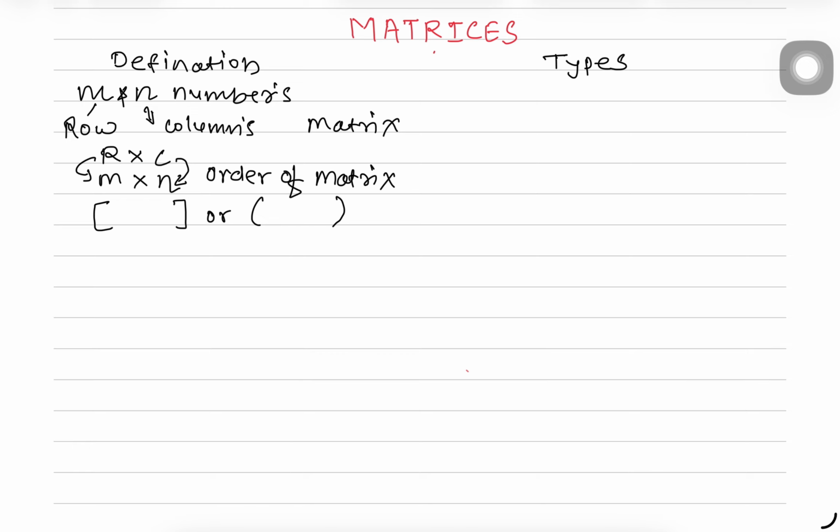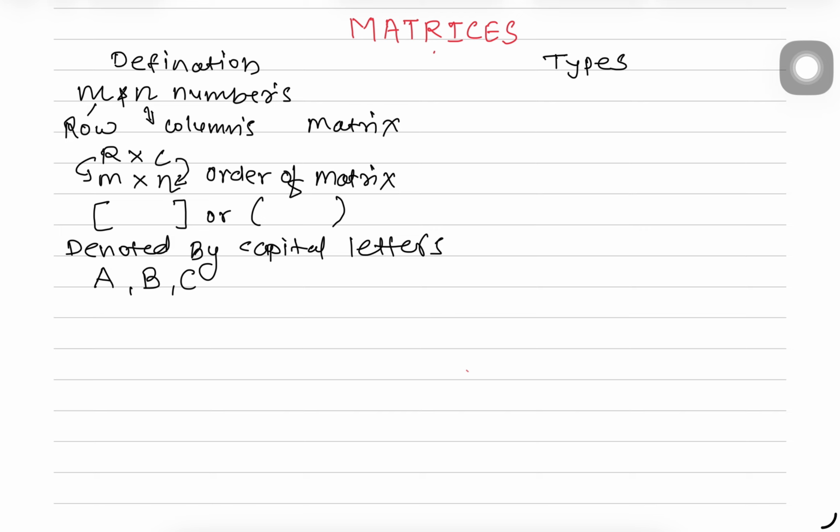Matrices are usually denoted by capital letters, so it is A, B, C. You cannot denote a matrix in small letters, but you can show the elements in small letters. So what do you mean by element? We will take an example of the order.